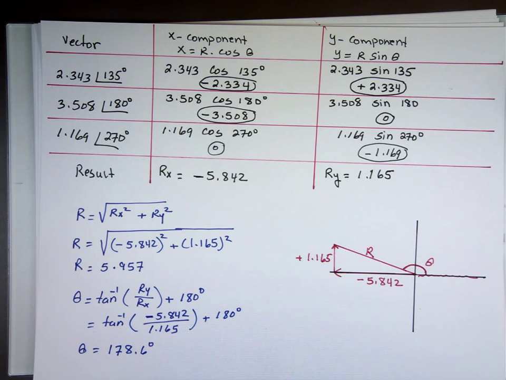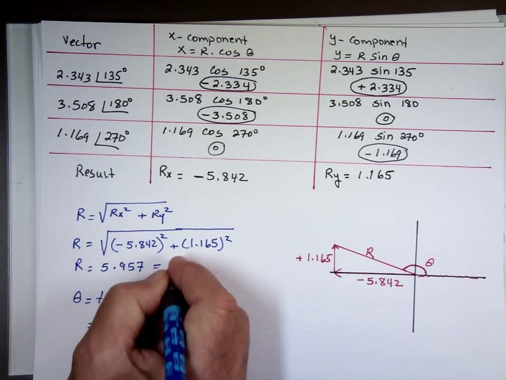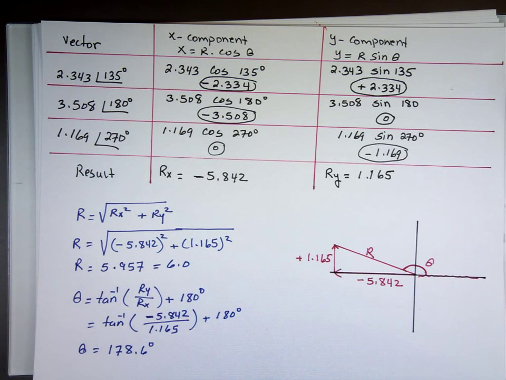They want the answer to two significant digits for R. That'll be 6.0, two significant digits, because you got to round that up.